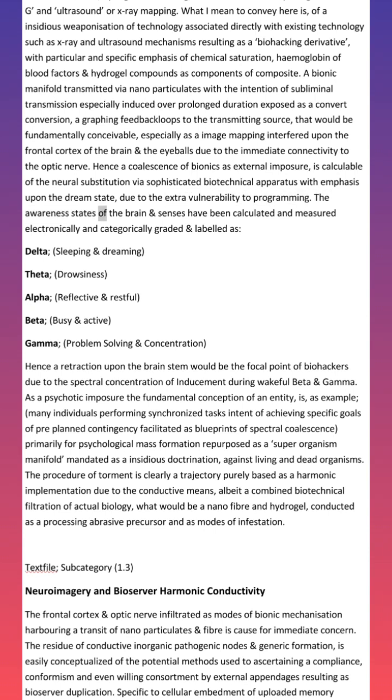The awareness states of the brain and senses have been calculated and measured electronically and categorically graded and labeled as delta, sleeping and dreaming; theta, drowsiness; alpha, reflective and restful; beta, busy and active; gamma, problem-solving and concentration. Hence a retraction upon the brainstem would be the focal point of biomarkers due to the spectral concentration of inducement during wakeful beta and gamma.